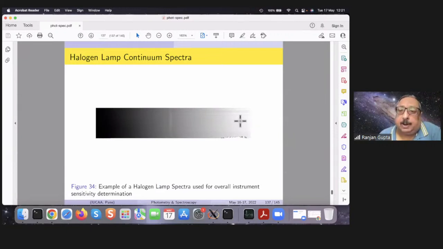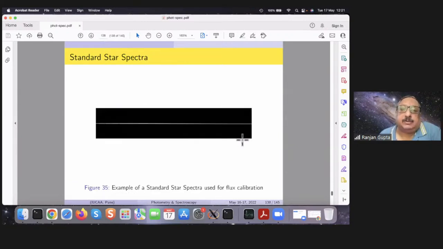So it is brighter on one side because the blue sensitivity of a CCD is very low, whereas in red it is much more. So you have to correct for this variation. You have to make it uniform. So that is another factor which comes.